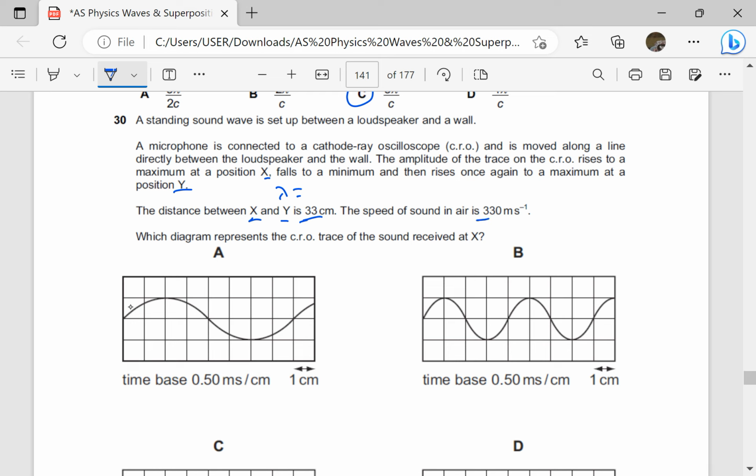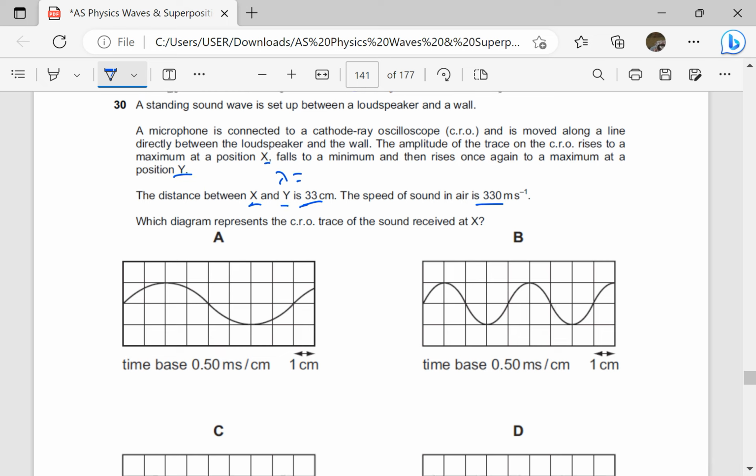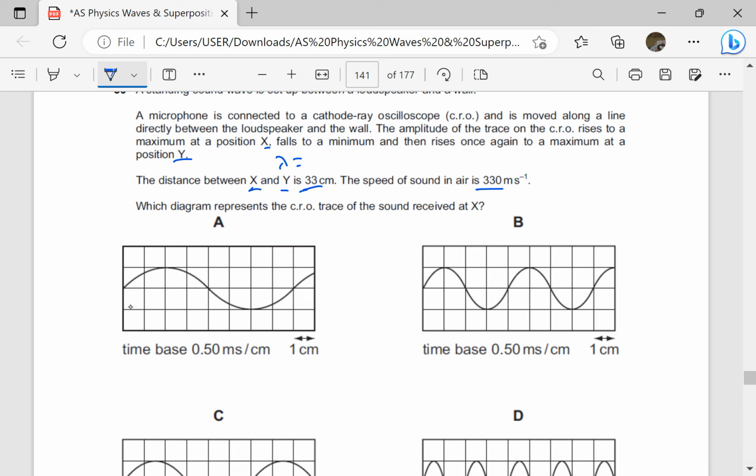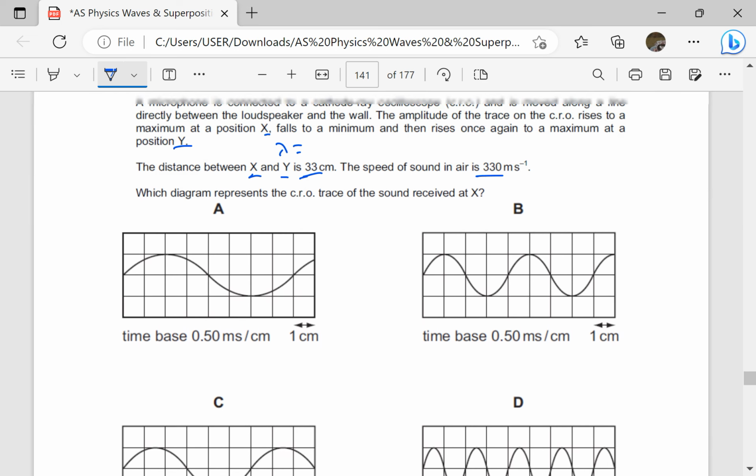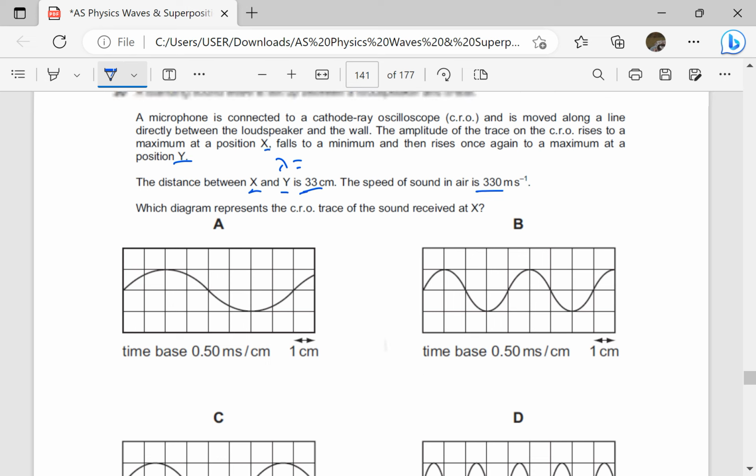The speed of sound is 330 m/s. Which diagram represents the CRO trace of the sound received at X? The time base is 0.5 milliseconds per centimeter. Okay, let's check. So we have the wavelength as that. Let's first just find the period.